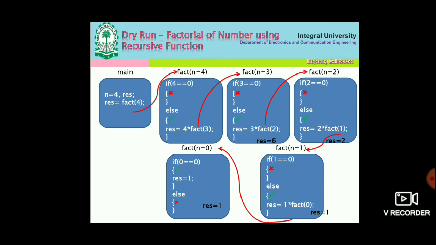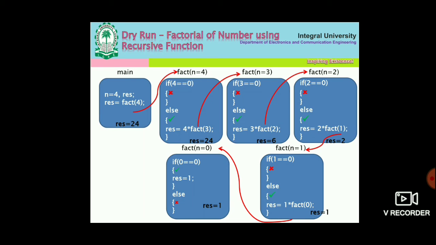This res equals to 24 will finally be returned to the main function, and this will be printed inside the main function where we have written the factorial of n is equal to res. So this res will be printed.